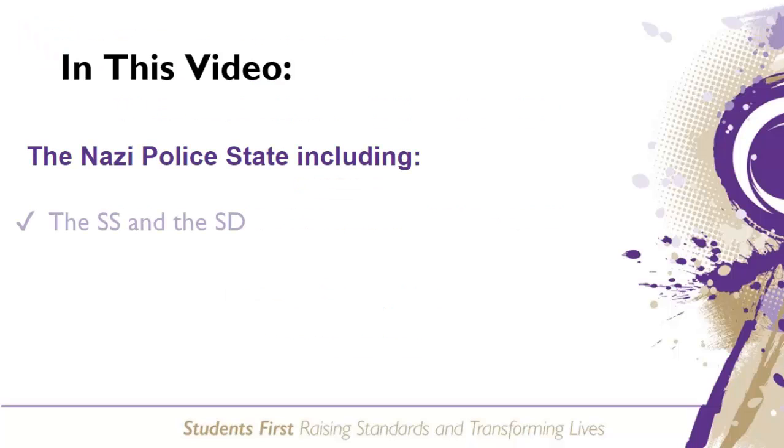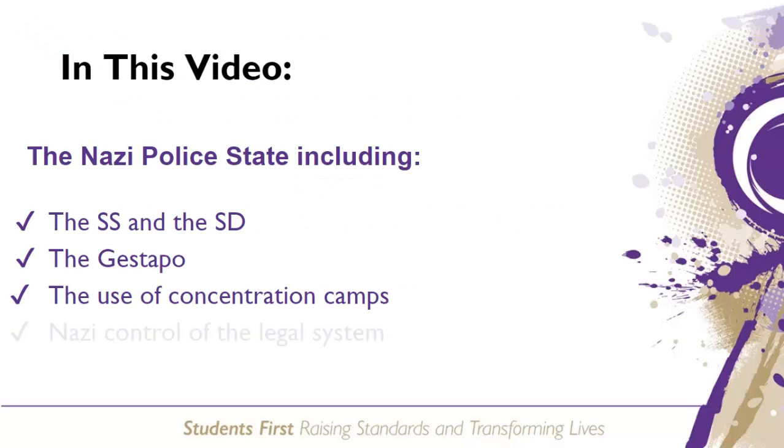Today we will cover the different features of the police state, including the Gestapo, the SS, the SD and concentration camps. We'll also look at the Nazi control of the legal system, judges and the law courts.